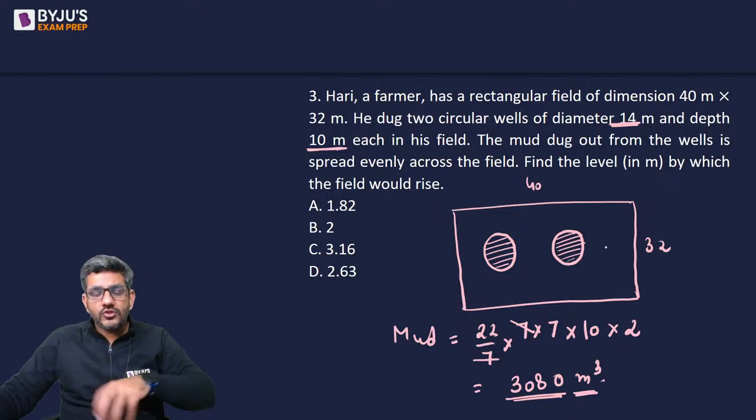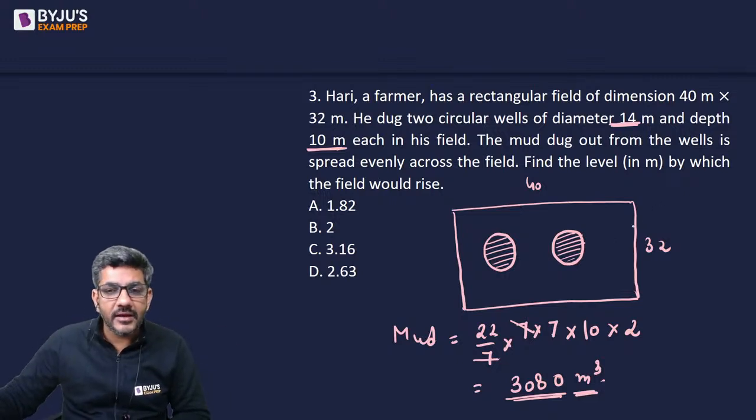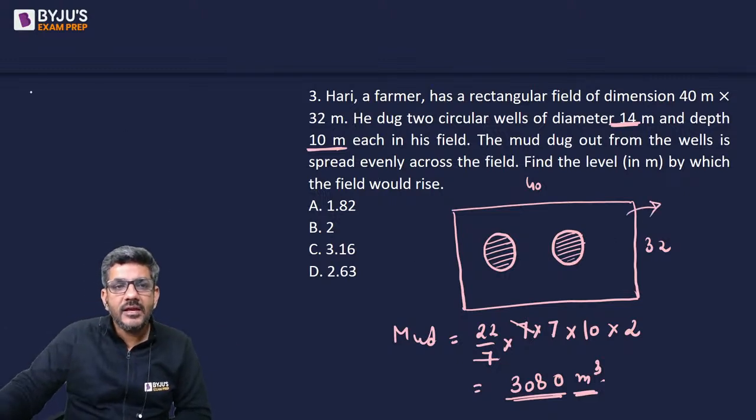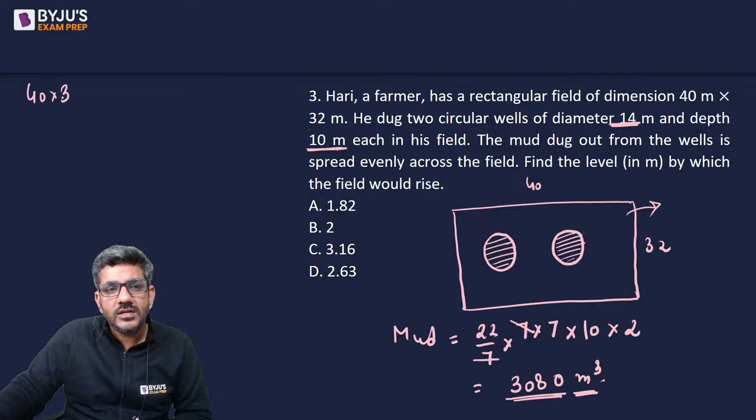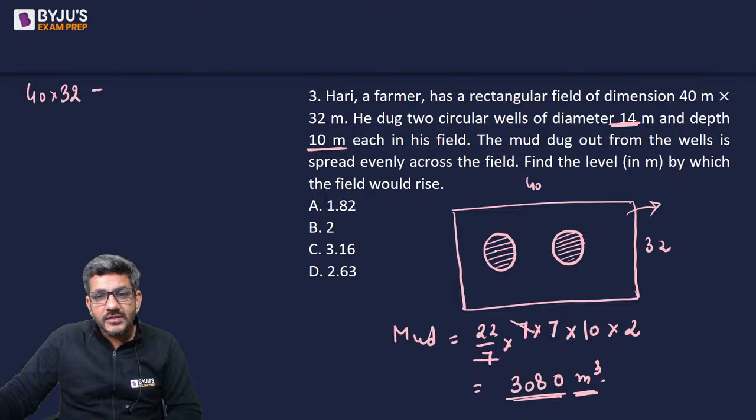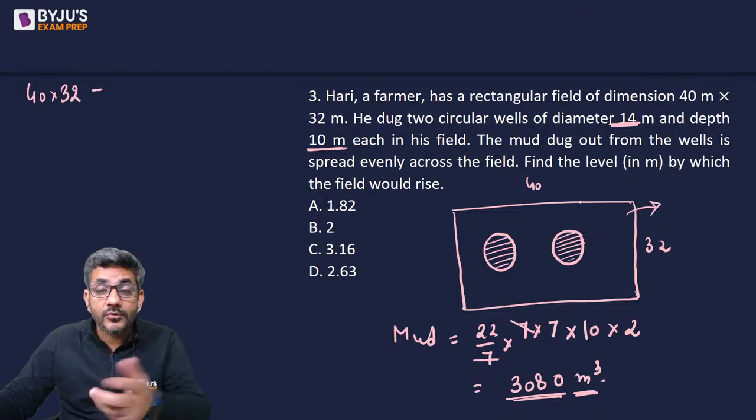Now this mud is to be evenly spread on the remaining area. Now what is the remaining area? The remaining area is 40 into 32 minus the area of these two wells, which is pi r square, of course.